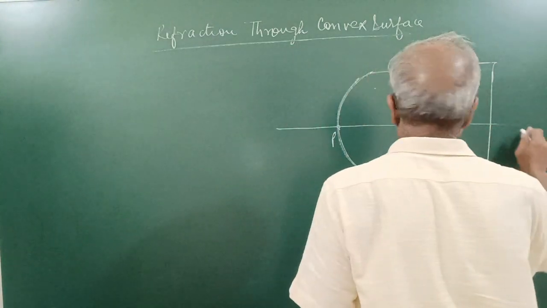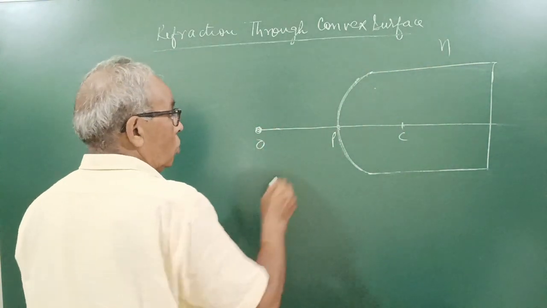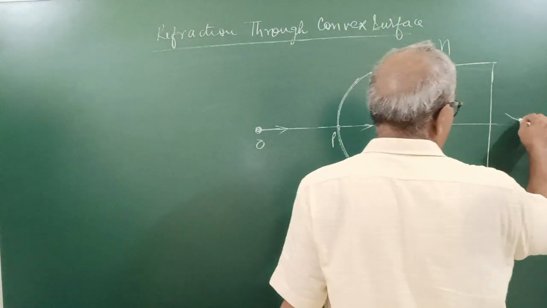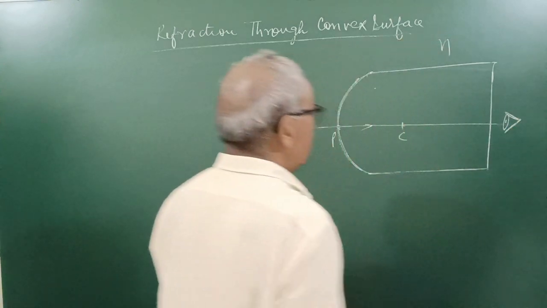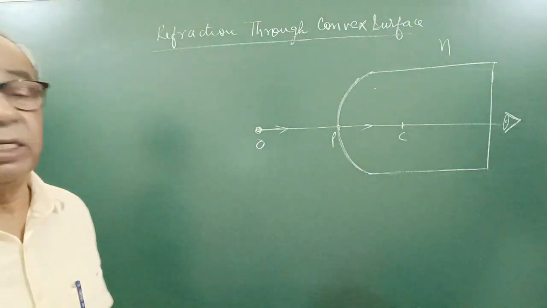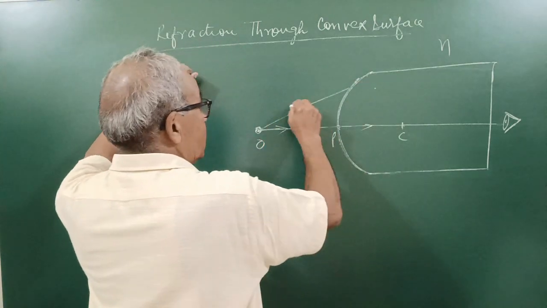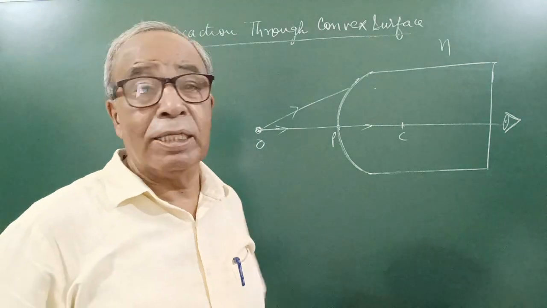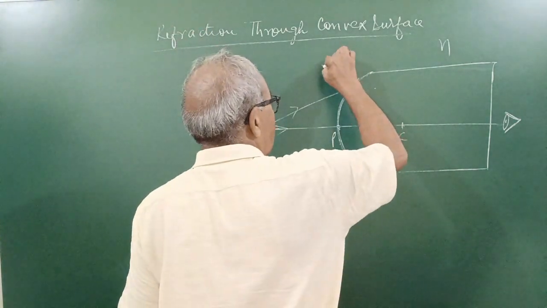of the surface. Object O is placed somewhere here. So a ray of light traveling along the principal axis will reach the eye directly. But to form the image, we need two rays at least. Another ray starting from here is incident. We need the angle of incidence. Angle of incidence is the angle between the normal and the incident ray. So this is the normal here.